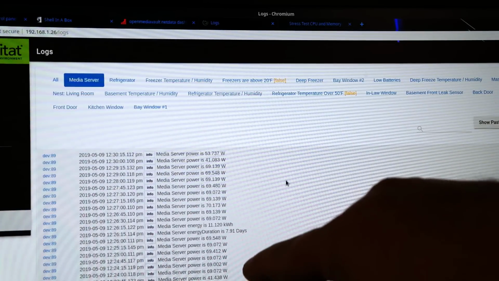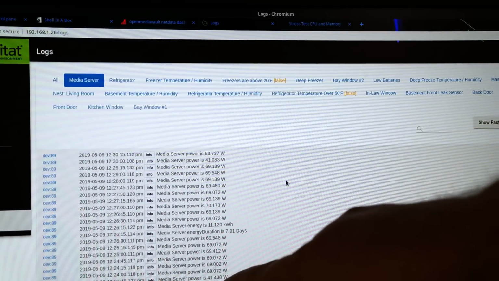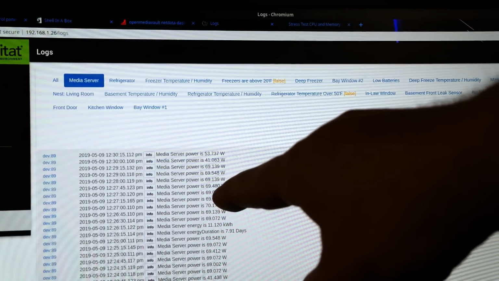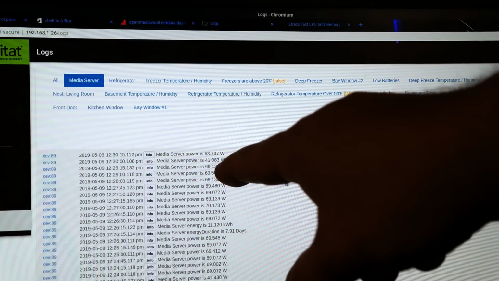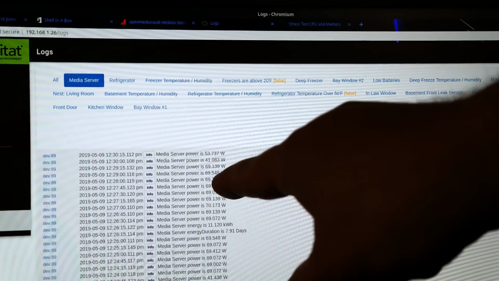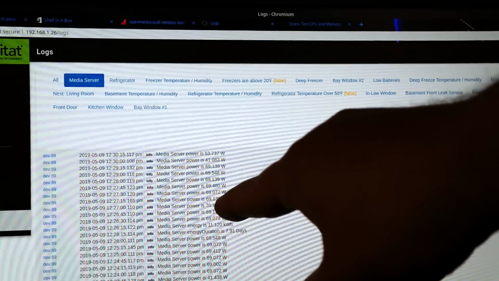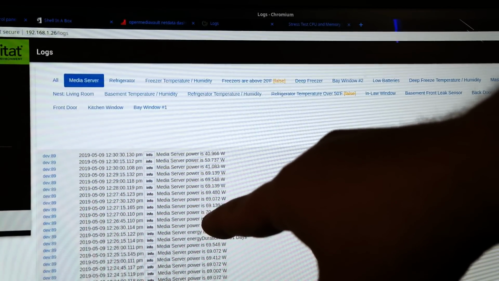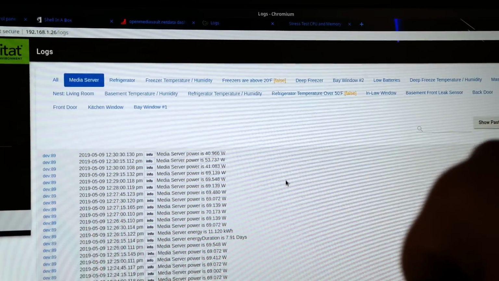So we can see here's our 41, and we started at 69 watts, peaked at 70 a little bit, 69 watts, and we're back down to 41 for a little bit of a fluctuation there at the end. But so we're only talking about a 30 watt difference between full idle and fully working that CPU.